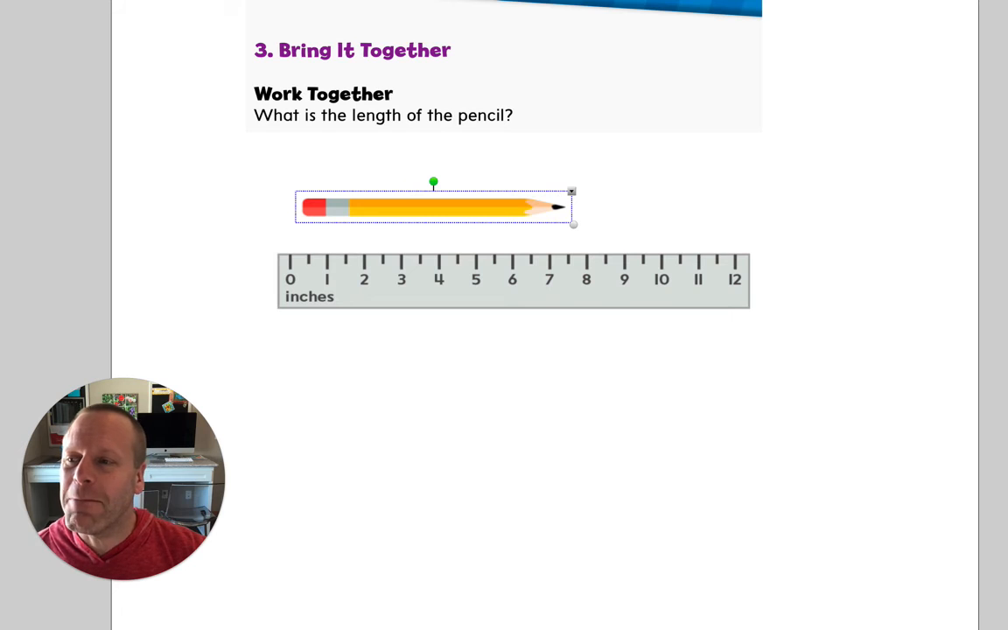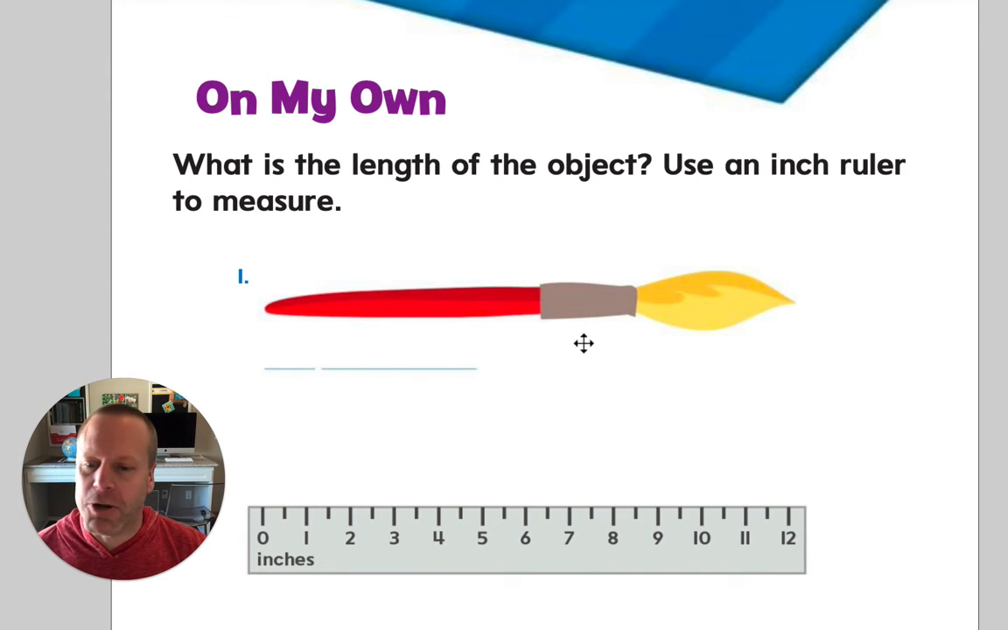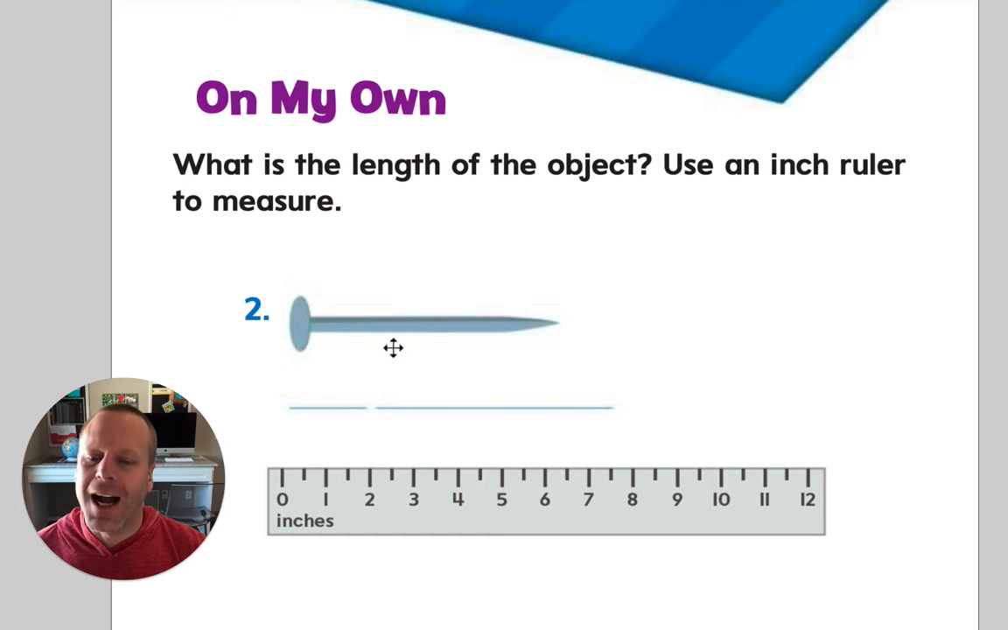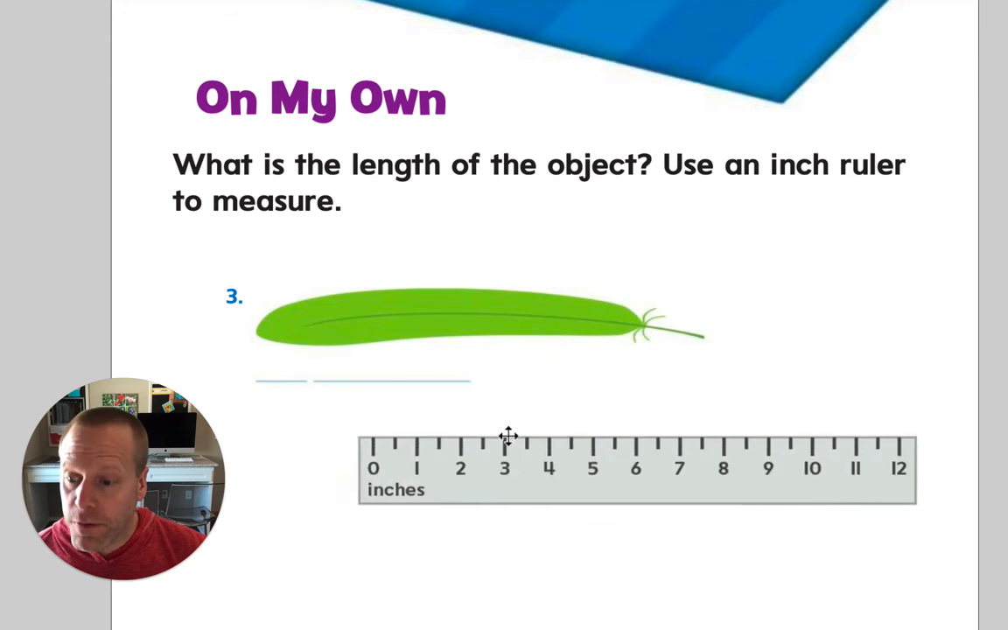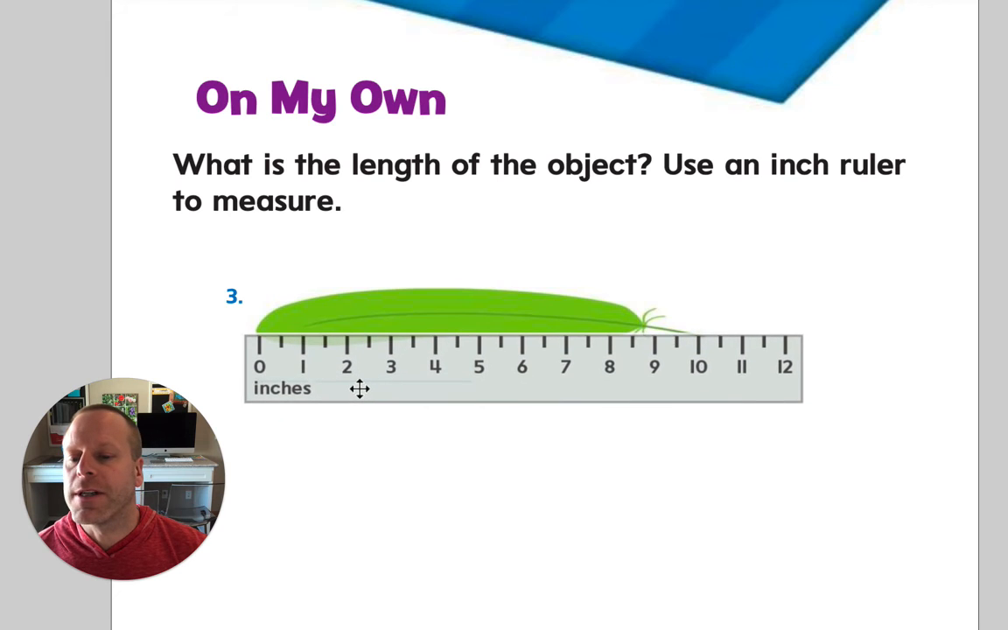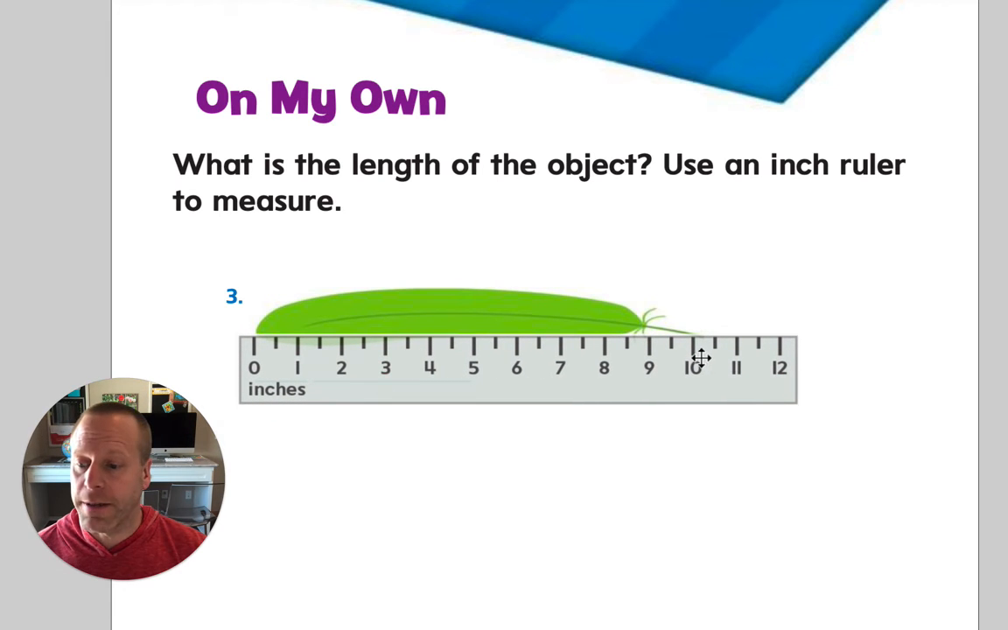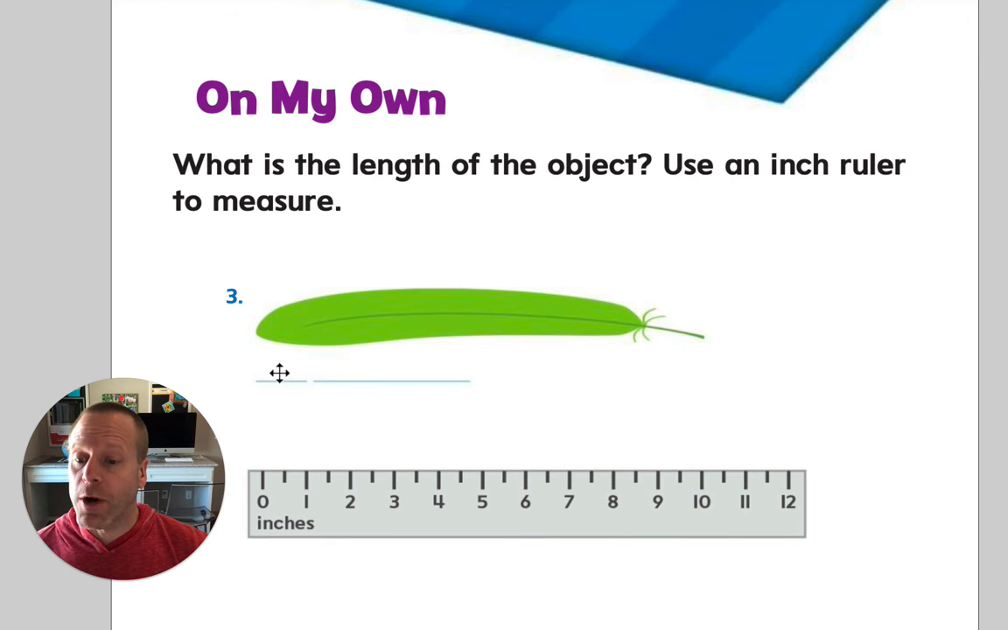I'm going to have you do a couple of these measurement problems on your own. You're going to be measuring a paintbrush, a nail, a feather, right? As you do these things, make sure you know that you can move the ruler around, and you want to start right at the 0 and go all the way to the tip. Okay? Then you want to write down the number, and then this longer line is for the word inches. How many inches? You have to write that number right in the front. So you're going to do 3 of those.